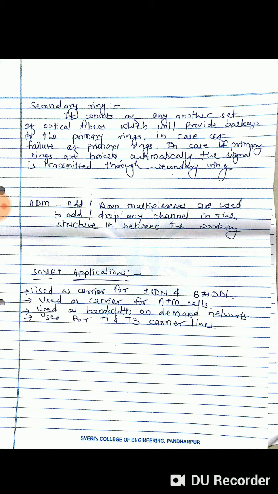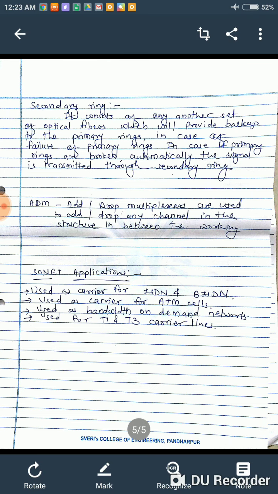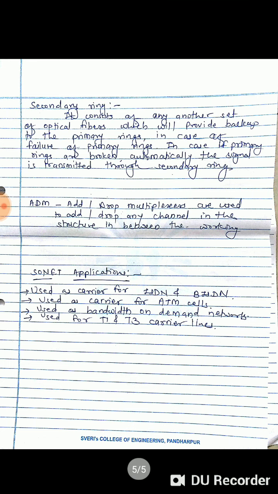Then add drop multiplexers are used to add or drop any channel in the structure in between the working. So you can add any channel in this particular structure, or you can delete any channel from this structure with the help of this add drop multiplexer. So this is about the ring topology or ring structure used in SONET or SDH networks. That is the basics related to SONET and SDH networks.